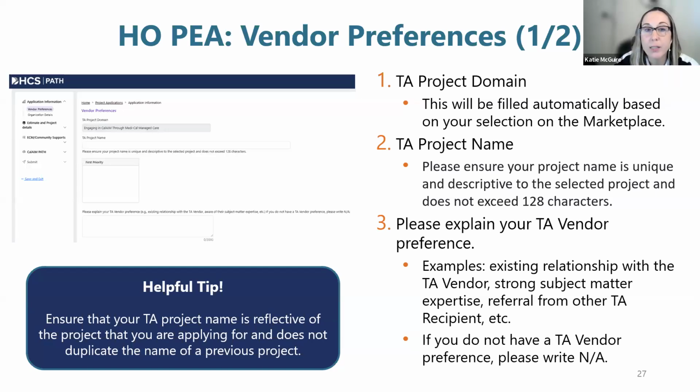Then you will also go ahead and, from that vendor, give a little bit of explanation to your preference. Some of it may be existing relationships, their area of focus and expertise, maybe they were referred. If you do not have a preference or that relationship, you can write NA. We can go to the next slide.